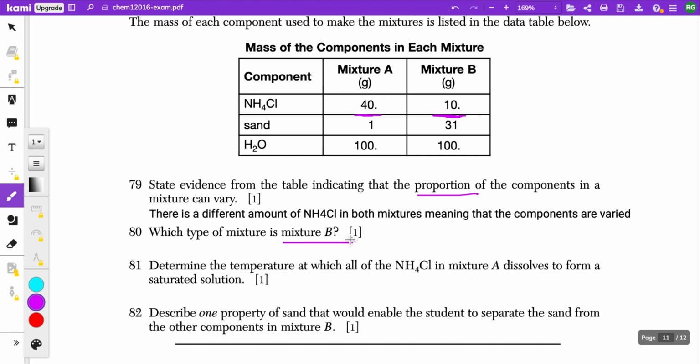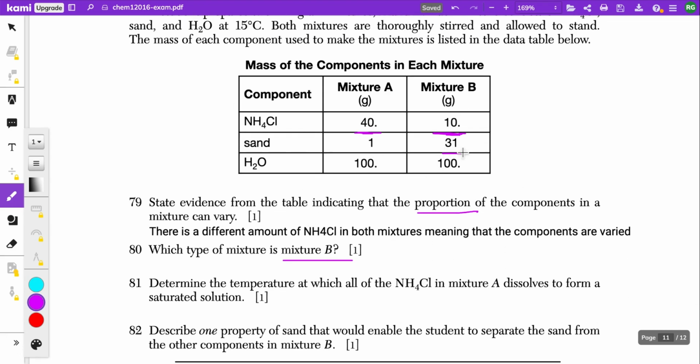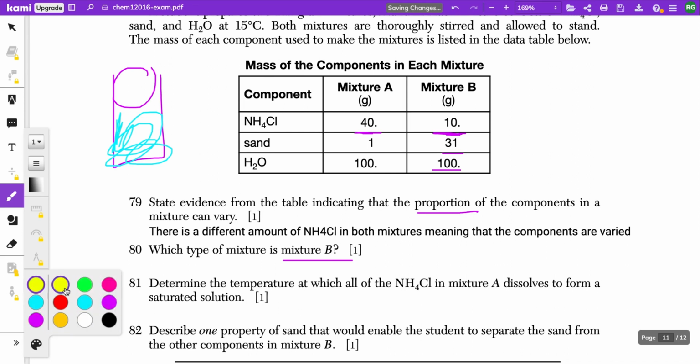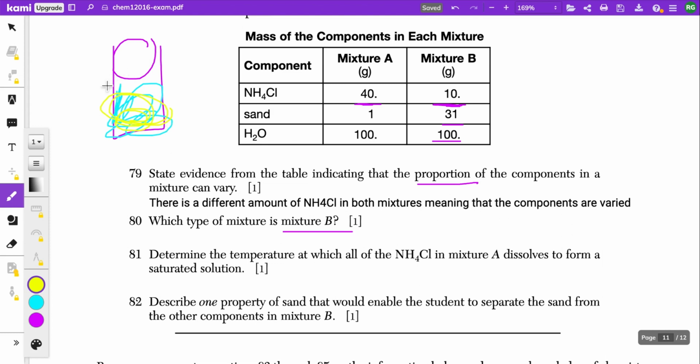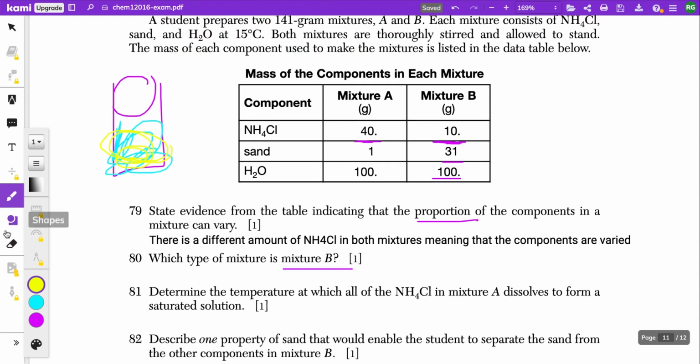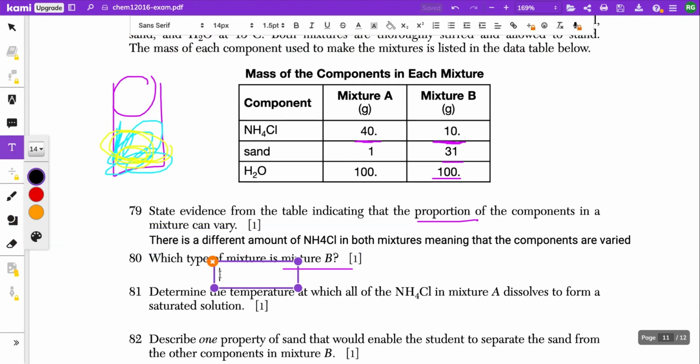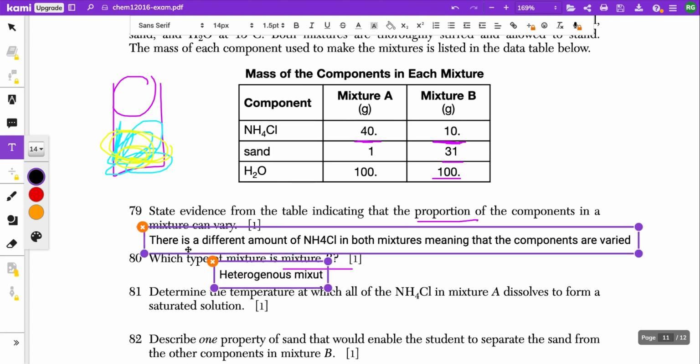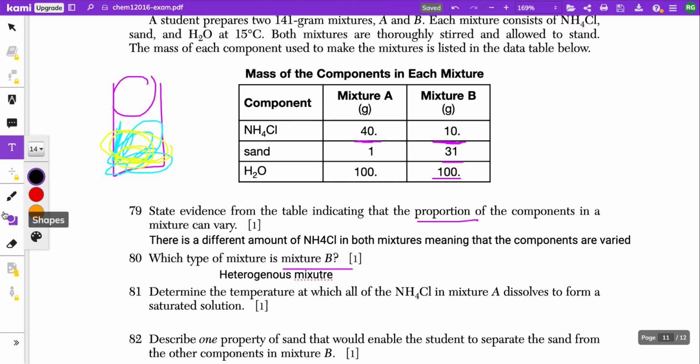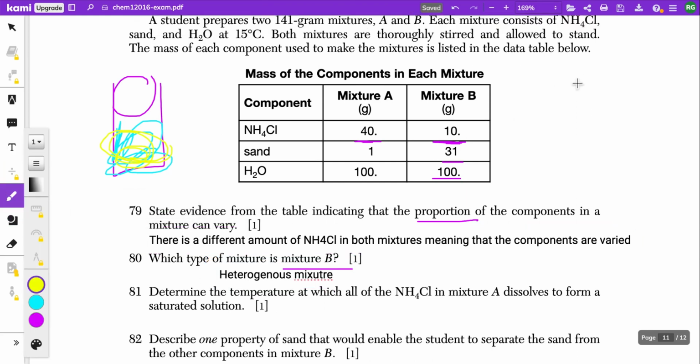What type of mixture is mixture B? Imagine if you have sand and you have water. You're going to see 2 distinct layers. You're going to see a water layer, you're going to see a sand layer. And when you see 2 different layers in a solution, this is called a heterogeneous mixture. The other type of mixture is called a homogeneous mixture. And it's when you only see 1 layer in your mixture.